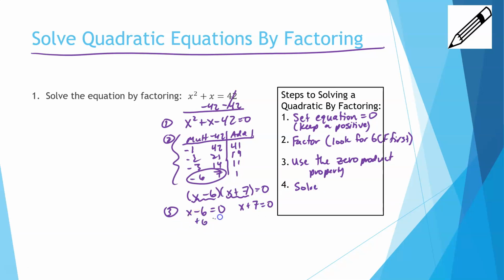So I'd add 6, x equals 6, subtract 7, x equals negative 7. So your final answers are x equals 6 or x equals negative 7. Both of those values, if I plug them back in, would make the whole equation 0. All right, so those are the 4 steps you go through.